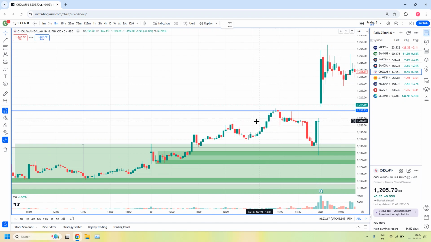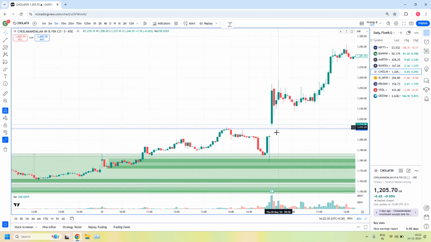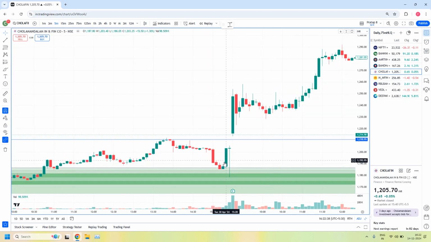Actually, this is part of the daily leg out candle. This entire price action is the daily leg out candle. This leg out candle started on 30th April, and because this is a daily candle, this is the last candle of the day. The 15:25 candle is the end of the day candle, the last 5 minutes candle.